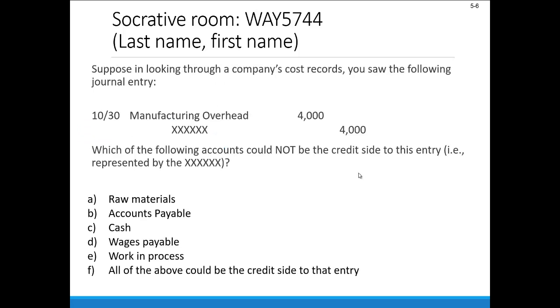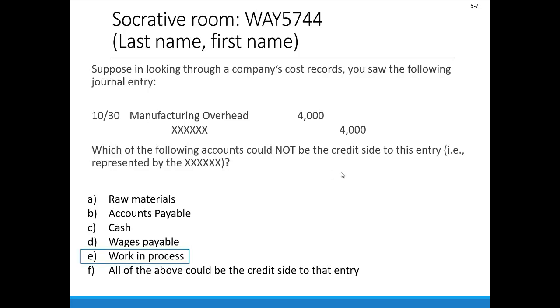Next up, suppose in looking through a company's cost records, you see the following entry: a debit to manufacturing overhead for $4,000 and a credit to some other account for that same $4,000. Which of the following accounts shown here could not be the credit side to this entry? Again, give this a pause, think about it a minute, and then when you're ready, come back for the solution.